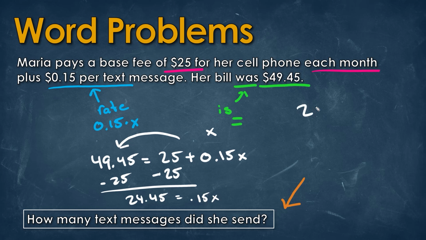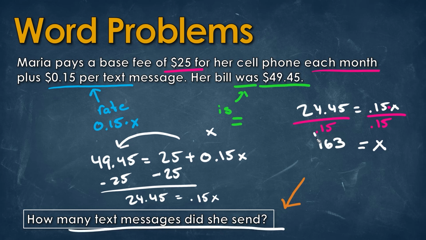What we want to do next is to get x by itself, we're going to have to do the opposite of what we see associated to x. This is 0.15 times x. So instead of multiplication, we're going to do the opposite, which is division. So we're going to divide by 0.15 on both sides. If we do that, we can get x on one side by itself, and we're going to get that x is equal to 163. So how many text messages did she send? That'll be 163 text messages.